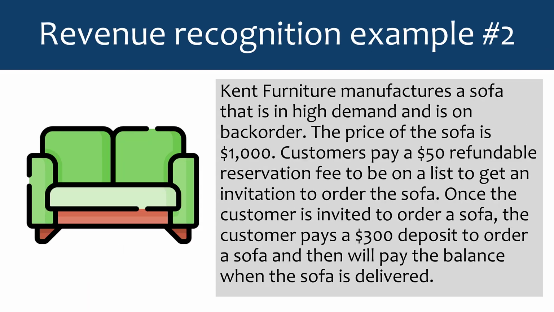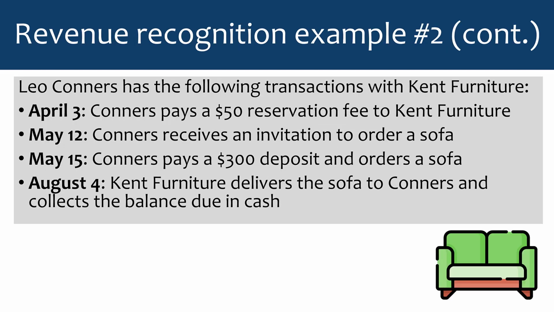In this one, we have Kent Furniture manufactures a sofa that is in high demand and is on back order. The price of the sofa is $1,000. Customers pay a $50 refundable reservation fee to be on a list to get an invitation to order the sofa. Once the customer is invited to order a sofa, the customer pays a $300 deposit to order the sofa and then will pay the balance when the sofa is delivered. So basically, I've laid out all the dates associated with this example.